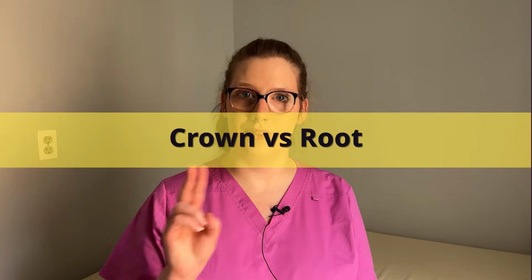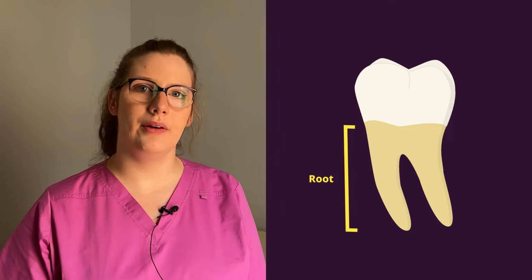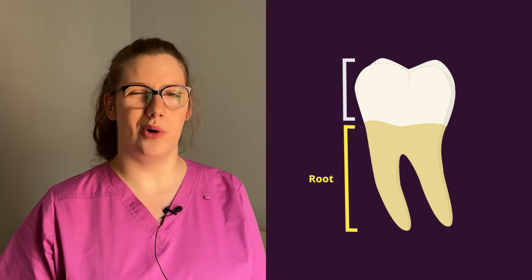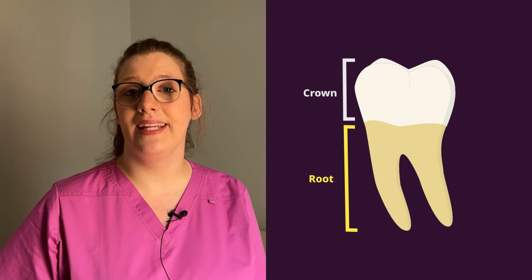Let's get started. The first two parts of the tooth that you should know come from dividing the tooth into two, the crown and the root. So take a look at this diagram of the tooth. The bottom 2/3 are the root, and that's the part of the tooth that anchors the tooth into the jaws. The top, about 1/3, is the crown. This is the part of the tooth that you can see in the mouth and does the biting and chewing.